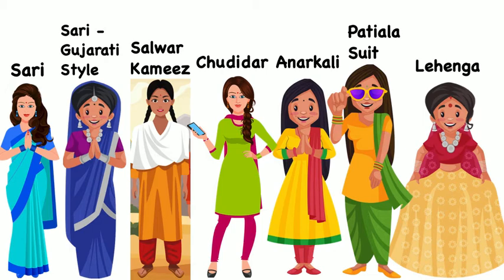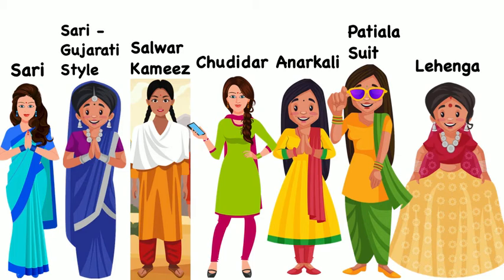We have sari, and then there's another sari. This is a Gujarati style sari where the lady is wearing her pallu on her head. And the girl next to her is wearing a salwar kameez, which is like a long shirt with loose pants and a dupatta. And the girl next to her is wearing a churidar, and a churidar is also a long fitted shirt with tighter pants, kind of like leggings, and also a chunni.